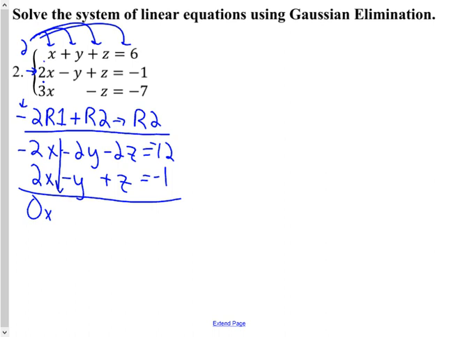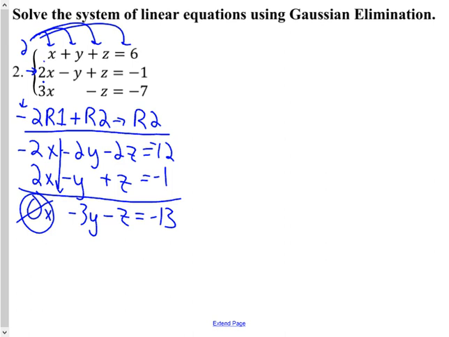Now that we're set up, negative 2y minus another y is minus 3y. I owe 2z and have 1z, so I'm going to owe 1z. Negative 12 plus minus 1 is negative 13. So there's my new equation 2. Now clearly I don't need to write 0x, but that is how the elimination worked. We should end up with no more x.